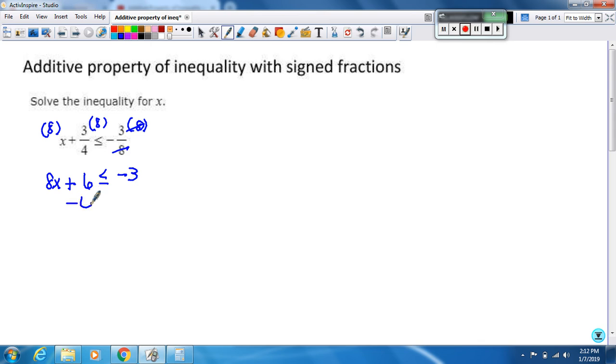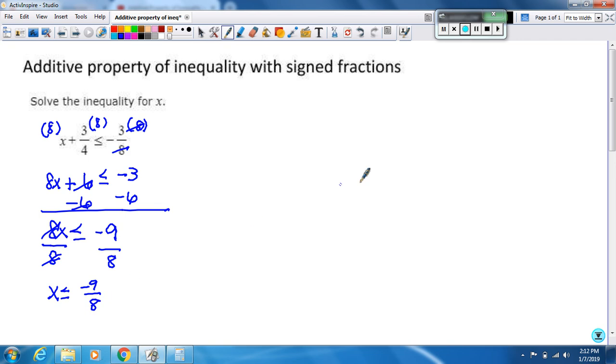Now I'm going to subtract 6 from both sides because I'm trying to get the x isolated. Bring down the 8x. Opposites cancel. Is less than or equal. Negative 3 and a negative 6 is a negative 9. Divide both sides by 8. Top cancels with bottom. So x is less than or equal to negative 9 over 8. That doesn't simplify, so that is your answer.